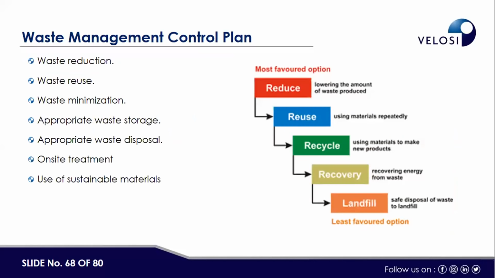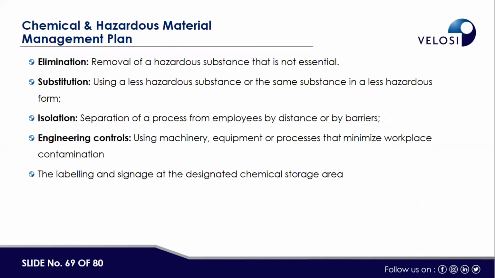Then with respect to waste management, we have developed a procedure for waste reduction, waste reuse, waste minimization, and appropriate waste storage. Definitely, we have to follow the hierarchy of waste management: waste reduction, reuse, minimization, appropriate waste storage, appropriate waste disposal, on-site treatment, and use of sustainable material.